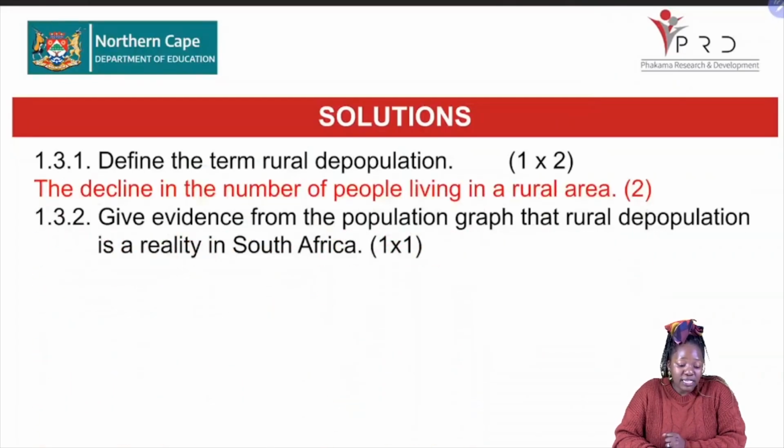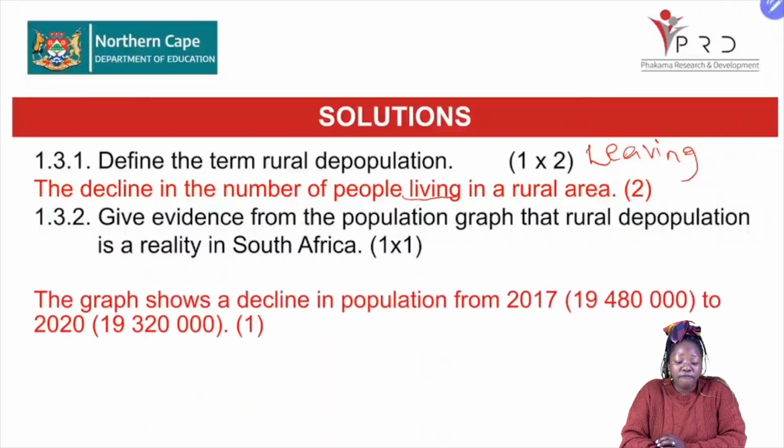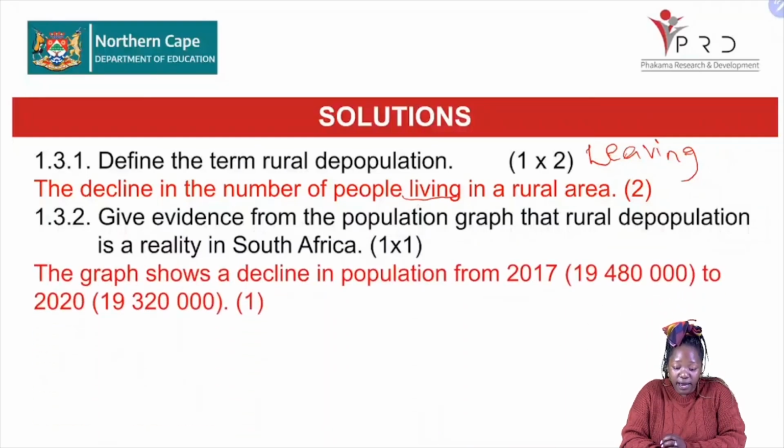You need to understand that it is the decline or the decrease in the number of people who are living in the rural areas. Again, you must be careful of the word you use for living, so you cannot use the one where people are moving out. We are talking about the people who are staying in the rural areas. That is for 2 marks.